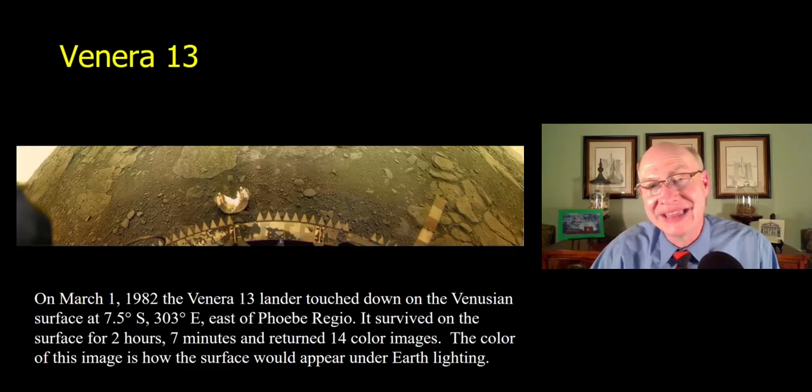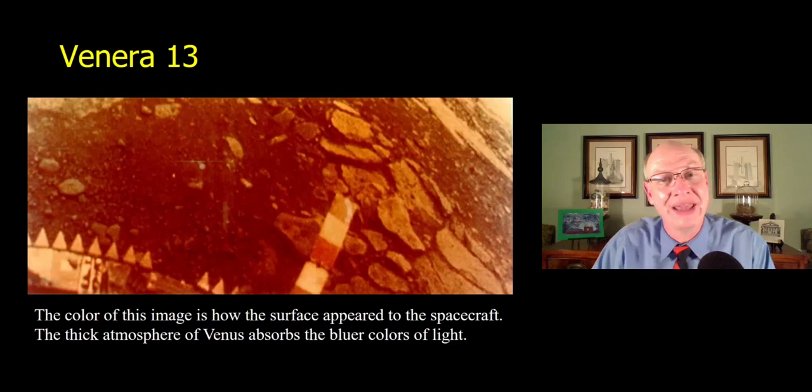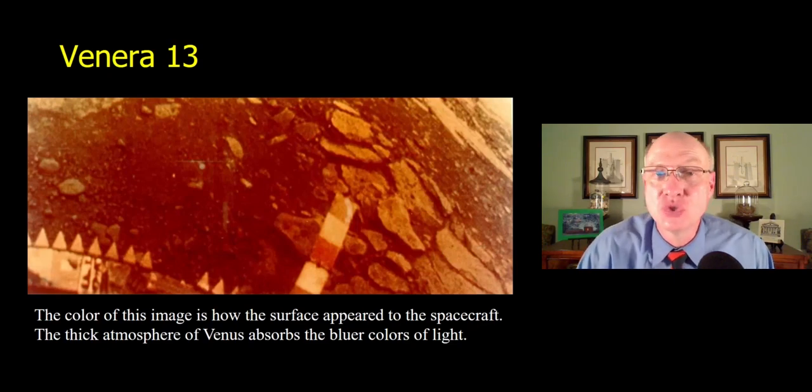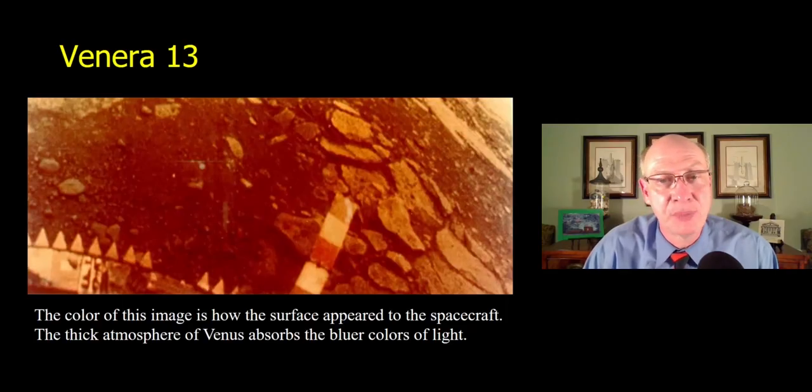But you might remember that the atmosphere is so thick that all the blue light gets scattered away and only the red light makes it down to the surface. And this is what it would look like if you were standing on the surface of Venus. The surface would be a dark, deep red color. Dark because not as much light makes it down to the surface as we get here on the surface of the Earth, and deep red because all the blue light is scattered away.